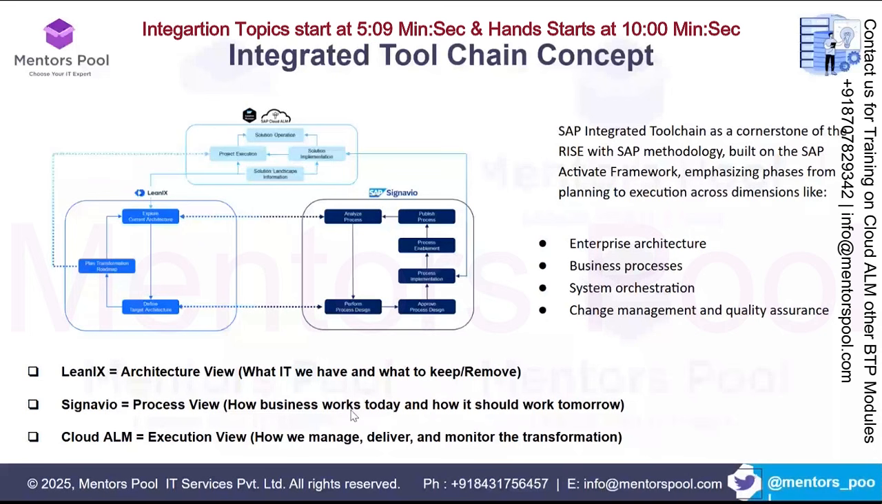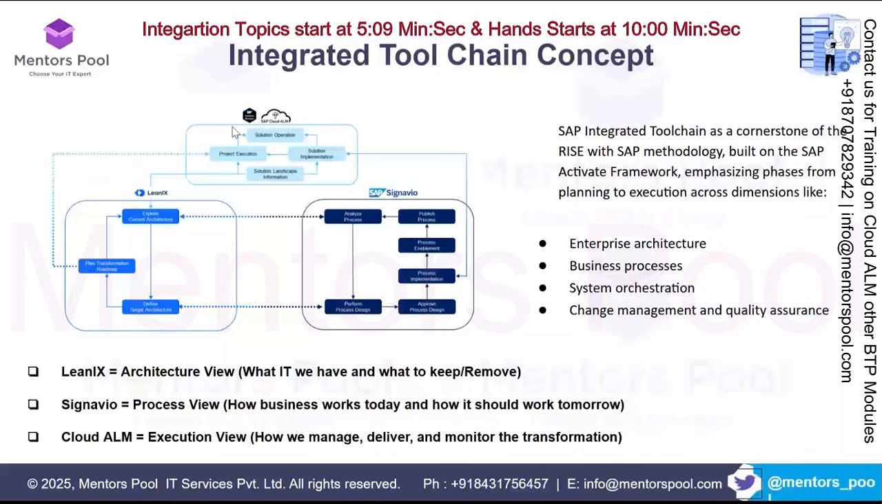And Cloud ALM is the one which helps in governing your transformation projects: how we are going to manage, deliver, and monitor the transformation via the combination of LeanIX and Signavio. So that is how the integrated toolchain concept combination is going to work.